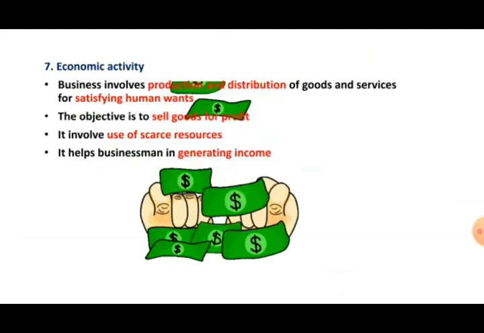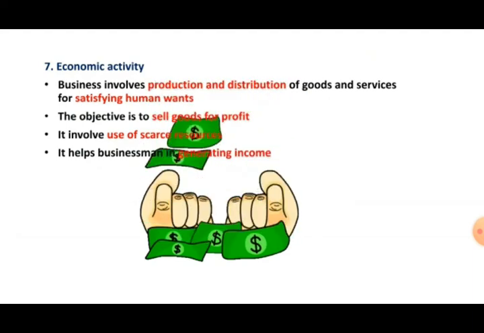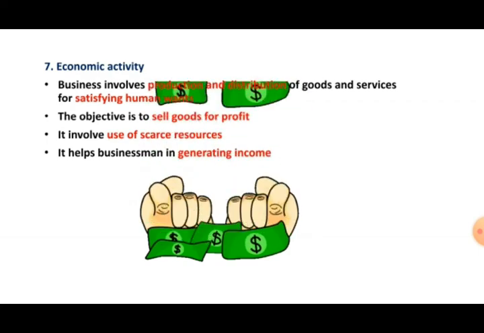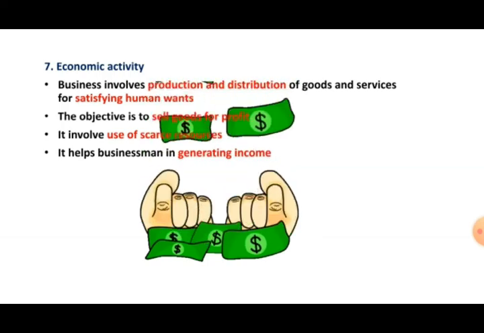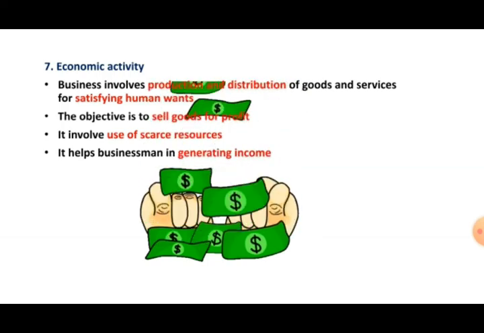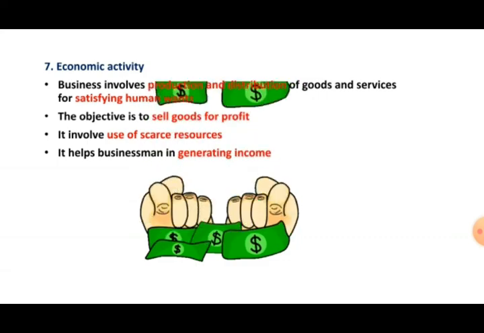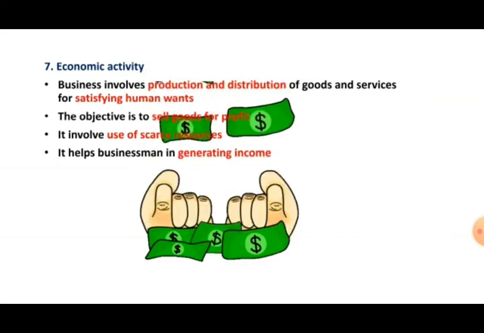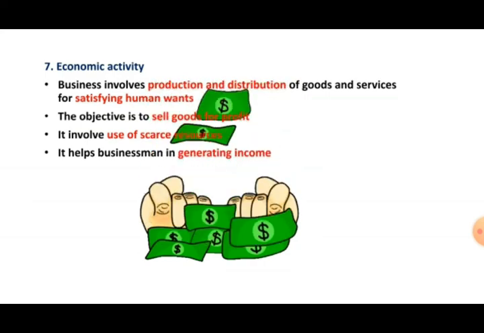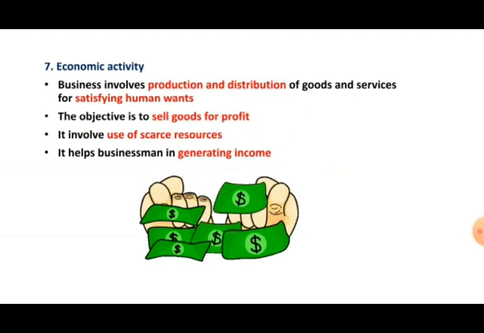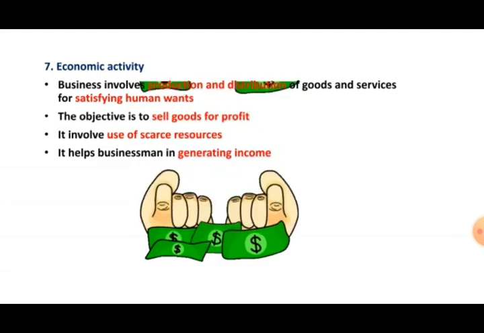Economic activity. Business involves production and distribution of goods and services for satisfying human wants. The objective is to sell goods for profit. Like any other economic activity, the main motive of business is to earn profit. Therefore, it is an economic activity. It also involves use of scarce resources like any other economic activity. And the business helps a businessman in generating income. And the main motive of economic activity is to generate income. Therefore, a business is an economic activity as the main objective of business is to earn profit and it helps a businessman to generate income.